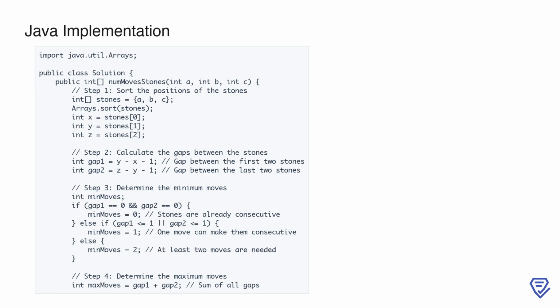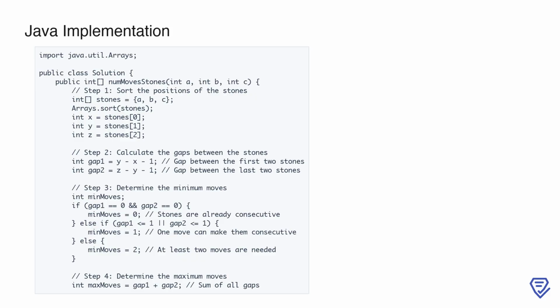After sorting, the positions are assigned to variables x, y, and z for clarity. Next, we calculate the gaps between the stones. The gap between the first two stones is determined by subtracting their positions and subtracting one more to exclude the stones themselves. Similarly, the gap between the last two stones is calculated in the same manner. These gaps give us the distances that need to be addressed to make the stones consecutive.